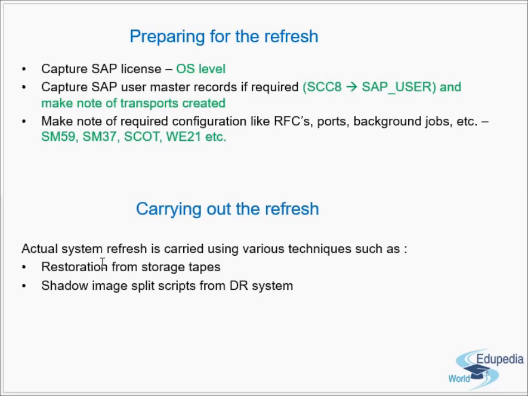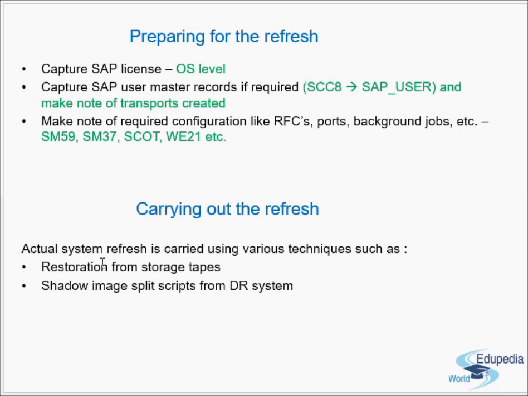and later in post processing we import back those transports. Now the third step is to make a note of required configurations like RFCs, ports, background jobs, etc. You're copying the production data, but certain configurations like the RFCs, the ports, the partner profiles, the jobs, the fax nodes, the SMTP and mail node, all the system configuration, you want to keep only the mirror system values even after the refresh.